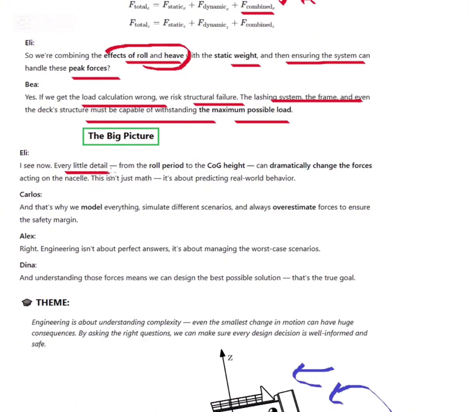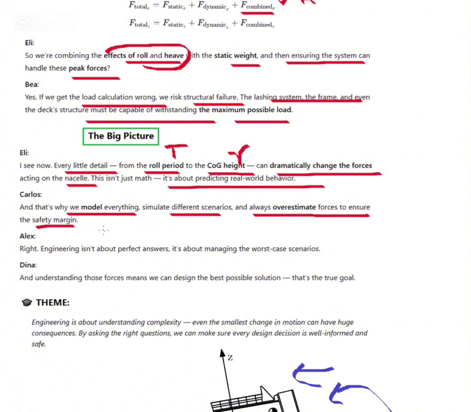I see now, every little detail, from the roll period to the COG height, can dramatically change the forces acting on an asset. This is the R value, this is the T value. This is not just math, it's about predicting real world behavior. That's why we model everything, simulate different scenarios, and always overestimate the forces to ensure a safety margin.